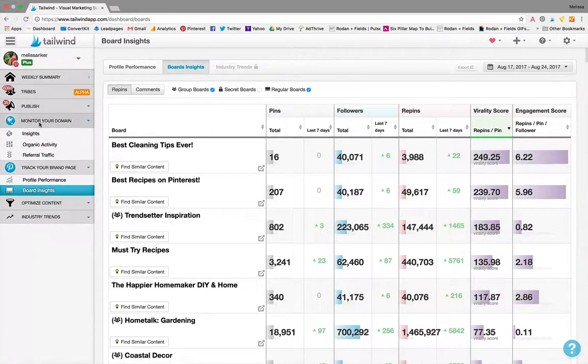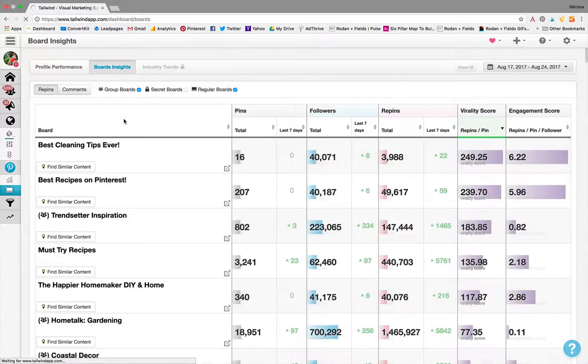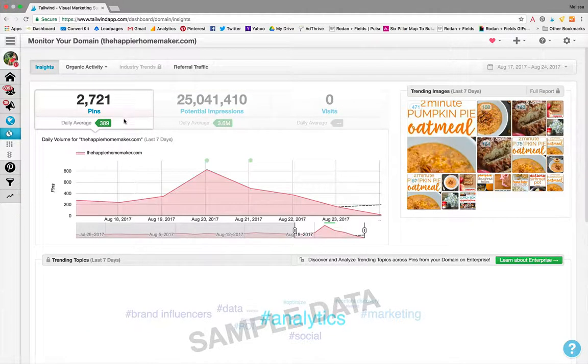When we go to the monitor your domain, I don't mess around much here in Insights, because you don't get a ton of information. You can see your general pins, but this other information you need to sign up for a higher plan in order to access. You can see trending images. Like obviously this pumpkin pie oatmeal that I made last week is doing pretty well.